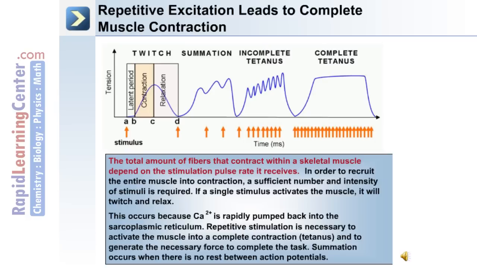And this is depicted on the tension versus time graph. There's a latent period, a contraction, and then a relaxation, all part of the twitch. This occurs because calcium is rapidly pumped back into the sarcoplasmic reticulum. Repetitive stimulation is necessary to activate the muscle into a complete contraction and to generate necessary force to complete the task. Summation occurs when there's no rest between the action potentials.